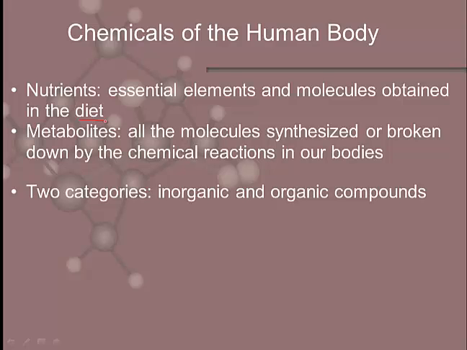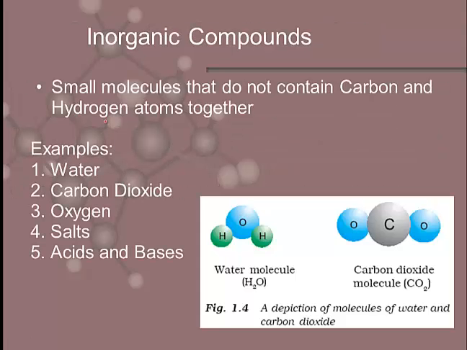There's inorganic and organic compounds. Our inorganic compounds are compounds that do not contain carbon and hydrogen atoms together. So you have to have carbon and hydrogen together in order to have something that is organic. So examples of inorganic compounds are water, carbon dioxide, oxygen, salts, and acids and bases. These are all important components, important chemicals of the human body. So water and carbon dioxide are not organic compounds. They are inorganic.